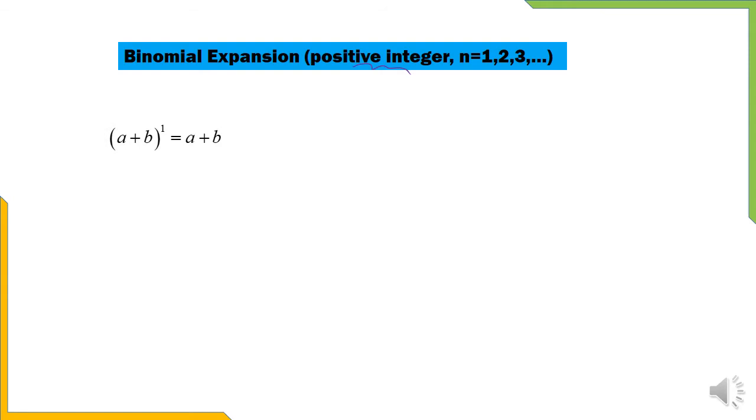Let's say we have an expression of (a plus b) to the power of 1. We just have to multiply one time, so we don't have to do anything. It will be a plus b. And then (a plus b) squared. So this is a quadratic, right? So what we should do is to expand two times. So a multiplied by a, a multiplied by b, b multiplied by a, and b multiplied by b. So what we will have is a quadratic: a squared plus 2ab plus b squared.